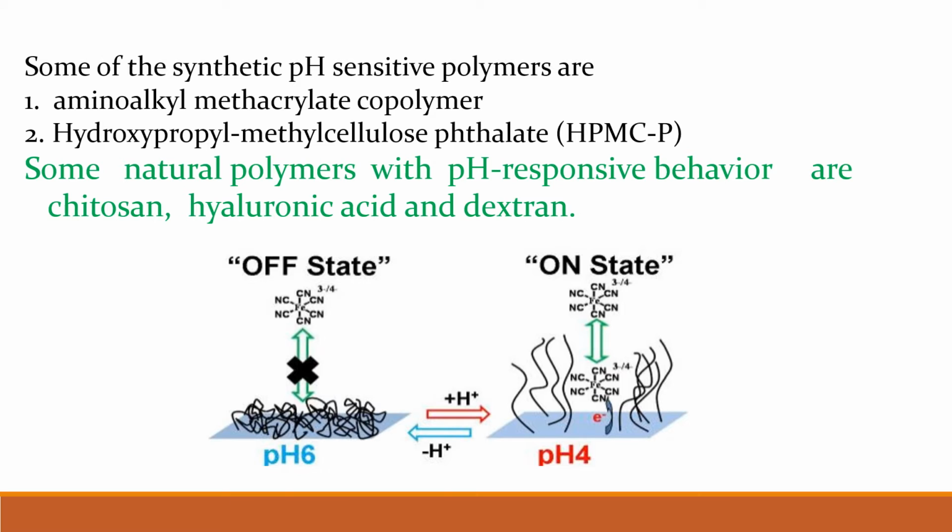Now see that picture. I have a particular polymer at pH 6, and at this pH, those polymers are in a relaxed form or coiled form. But when I shift the pH to 4, these molecules get elongated or excited, and hence the structure changes. So this is the brief idea of pH sensitive polymers.